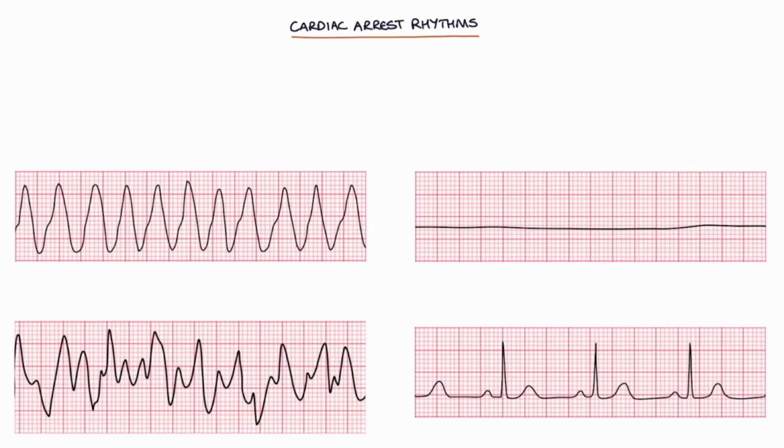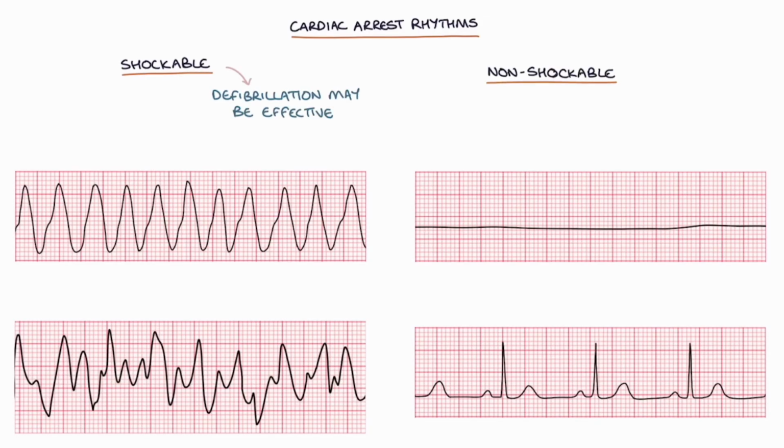Let's start by talking about the cardiac arrest rhythms. There are 4 possible rhythms that can occur in a pulseless patient. These rhythms are either shockable, meaning that defibrillation may be effective, or non-shockable, meaning that defibrillation will not be effective.